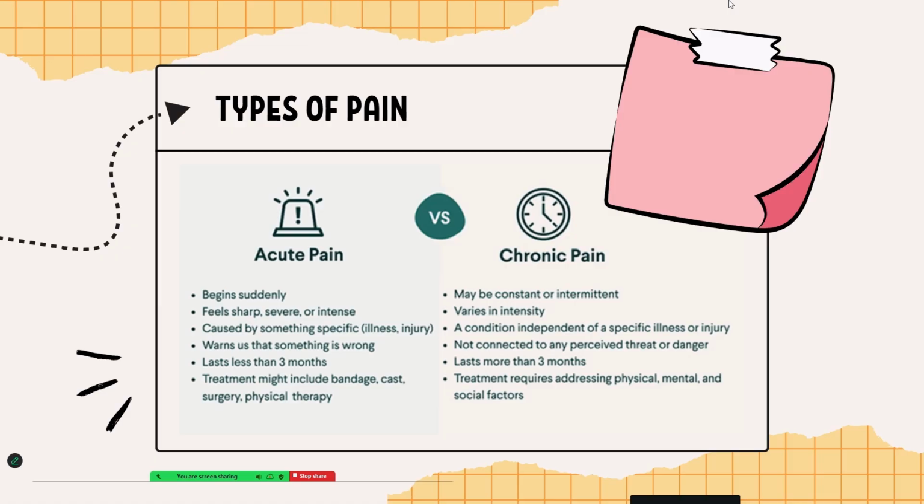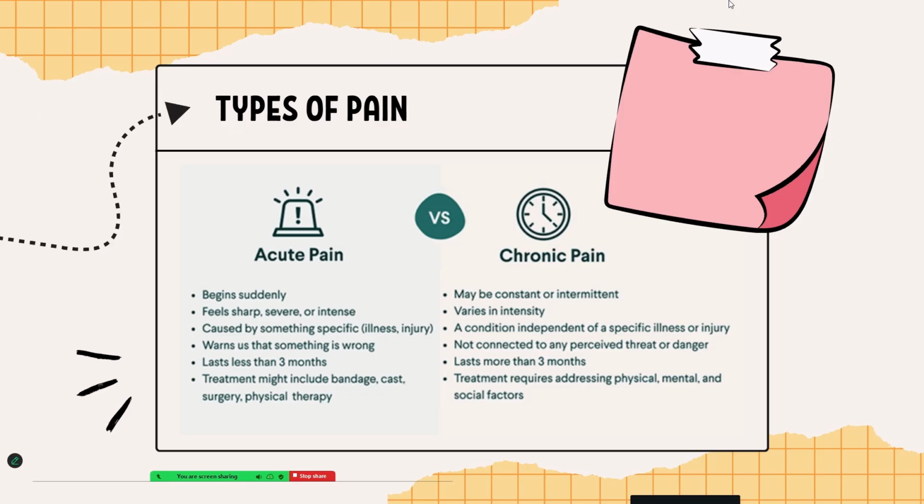Chronic pain, on the other hand, may be constant or it can be intermittent. That means it's not always happening. It might just flare up. It might do it on these days or in these instances, but it could be constant. It can often vary in intensity. Today it's not so bad, for sure. I can feel it, it's there, but I can still do this and it's not a bad day.